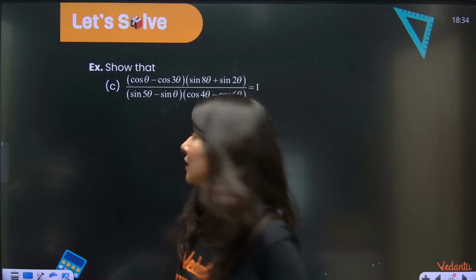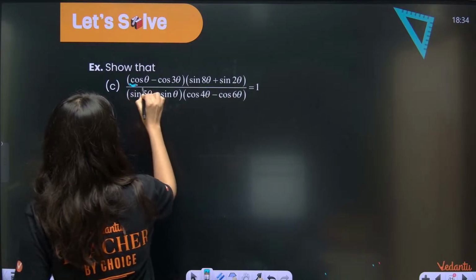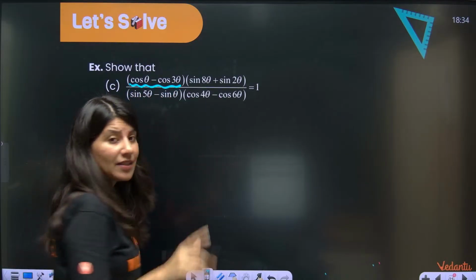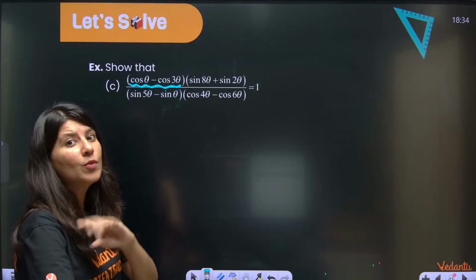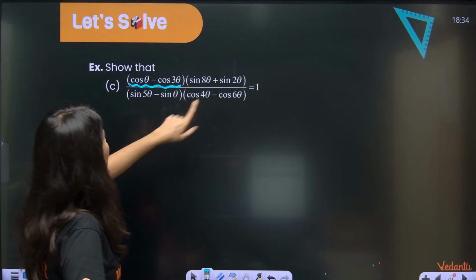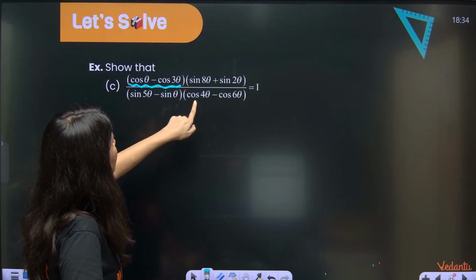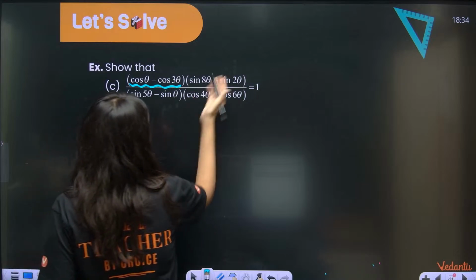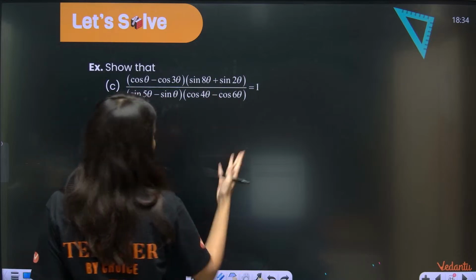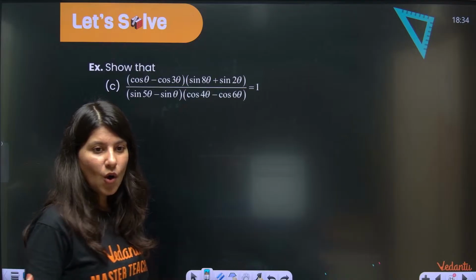Chalo. Cos C minus cos D. So for cos C minus cos D, remember the last formula. This is sin C plus sin D, sin C minus sin D, and this is the last one. Okay, so I think it's clear. All 4 formulas are used in this.